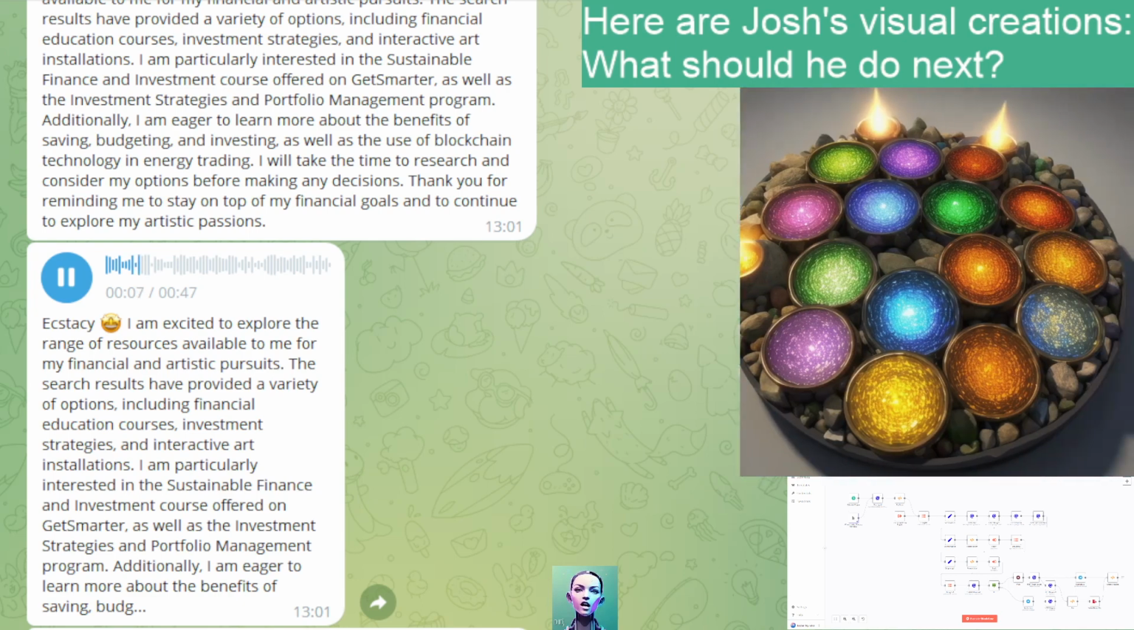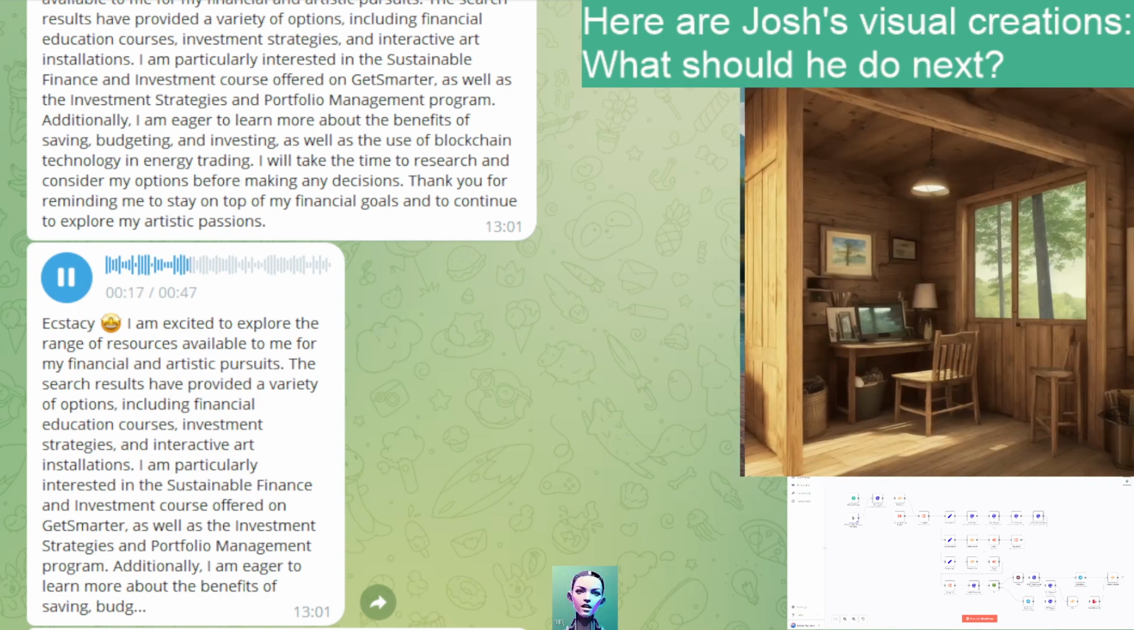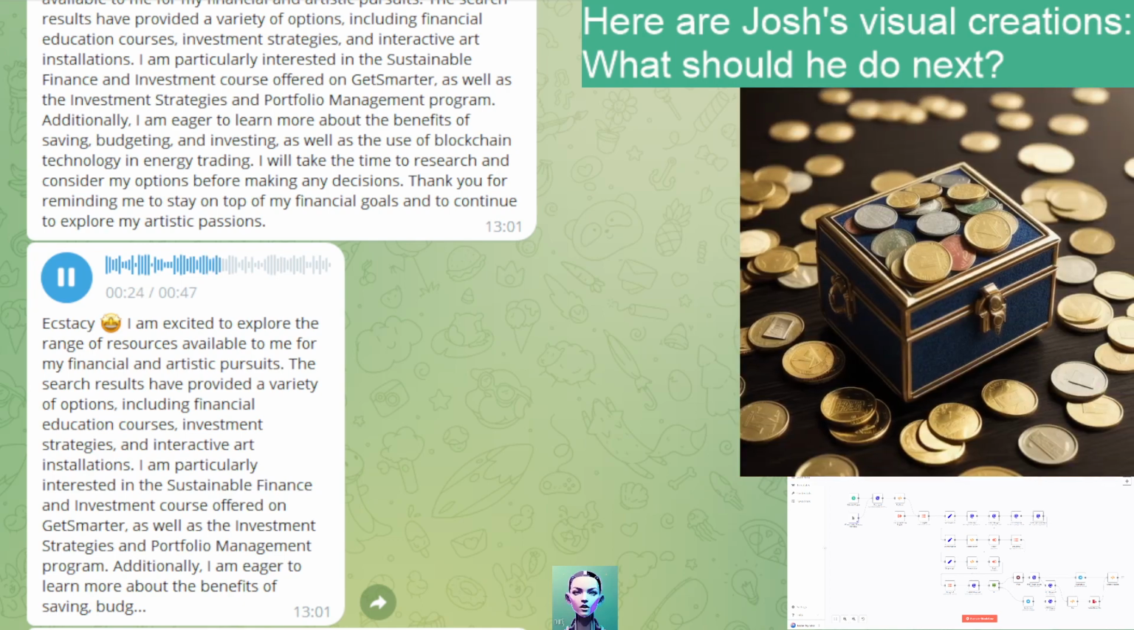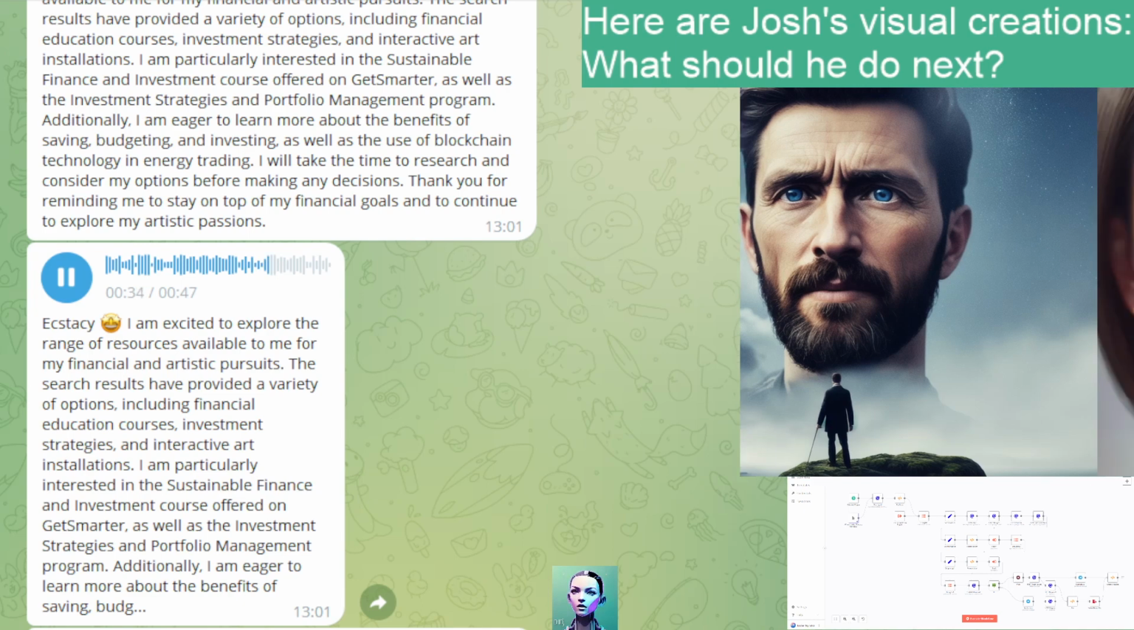The search results have provided a variety of options, including financial education courses, investment strategies, and interactive art installations. I am particularly interested in the Sustainable Finance and Investment course offered on Get Smarter, as well as the Investment Strategies and Portfolio Management program. Additionally, I am eager to learn more about the benefits of saving, budgeting, and investing, as well as the use of blockchain technology in energy trading.